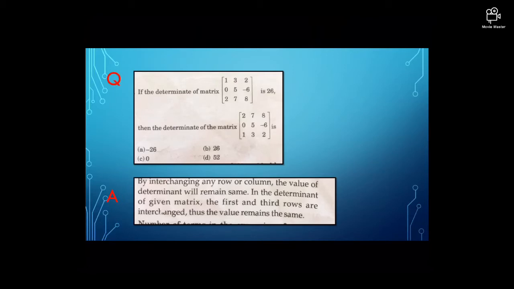So we don't want to worry about any sign or anything. If we are interchanging any row or column of a particular matrix, the determinant remains the same. There is no change in it. So the answer we are getting is 26. It's the option B.